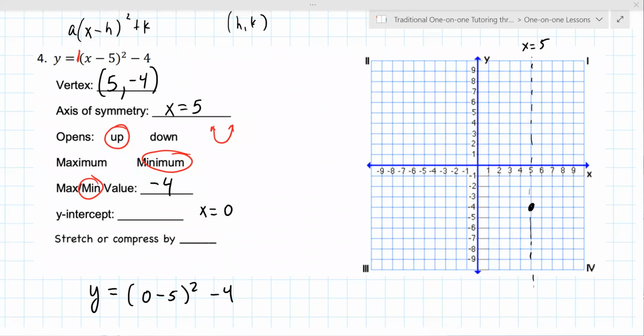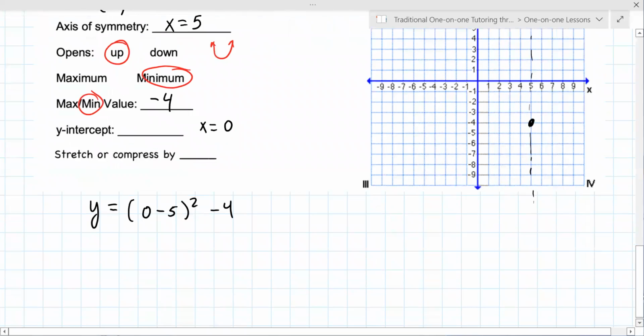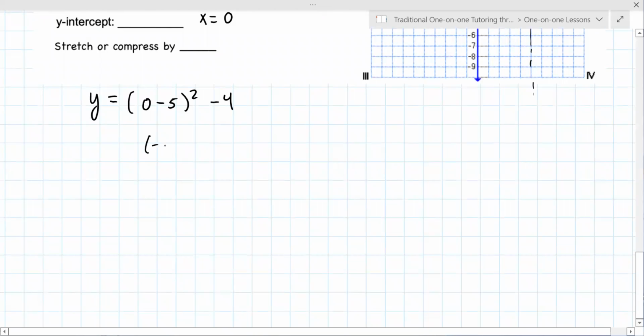Okay, I want you to calculate 0 minus 5, squared, minus 4. So it's 5 to the power of 2, so it'd be 10. Nope, try again. It's 5 times 5, or minus 5 times minus 5, but it gives you the same result. 25. Two negatives make a positive. Minus 4. So that'd be 21.